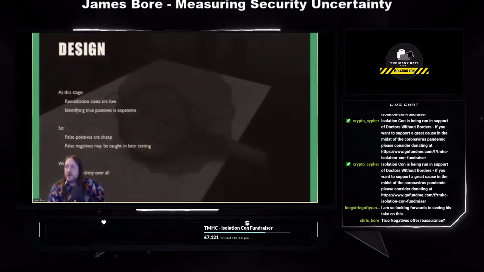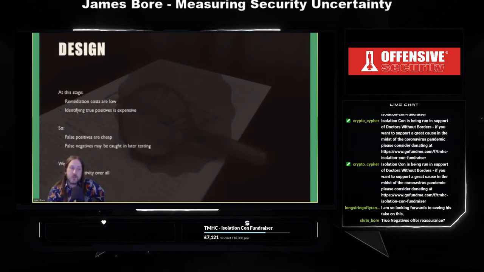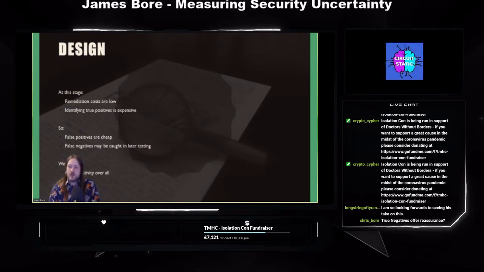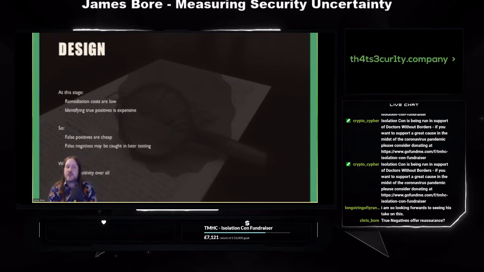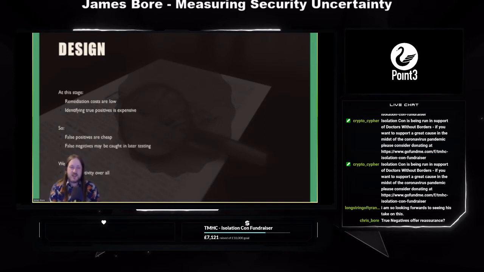Then we have the design stage. Remediation costs are still low. This is at your architecture planning, for example. And yeah, taking the right approach. So high sensitivity again. Identifying true positives is expensive. It's less expensive than at the definition stage, because you will be saying, this is the technology we're using, this is the approach that we'll be taking, but it's a bit broader, or it's easier to be accurate.